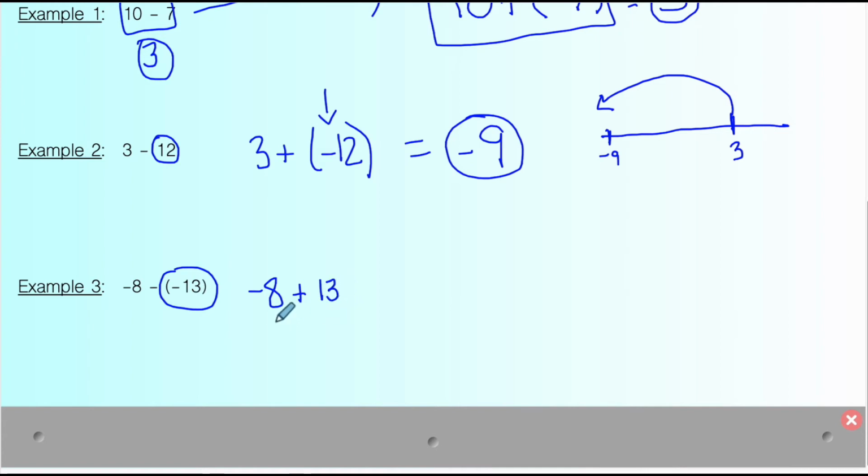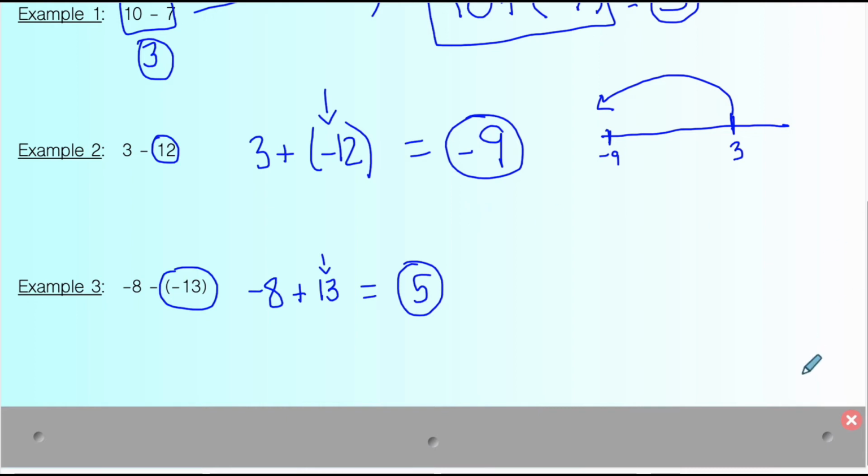So now I have a nice addition problem, but this addition problem is the same as this subtraction problem. They will yield the same answer. We already proved that in example 1. It's true. That's how it works. So negative 8 plus 13, since I've got one of each, one positive and one negative, I'm going to subtract them. So 13 minus 8 is 5. And then how do I know if it's positive or negative? Well, the 13 has a larger absolute value than the negative 8. And since the 13 is positive, my answer is going to stay positive.